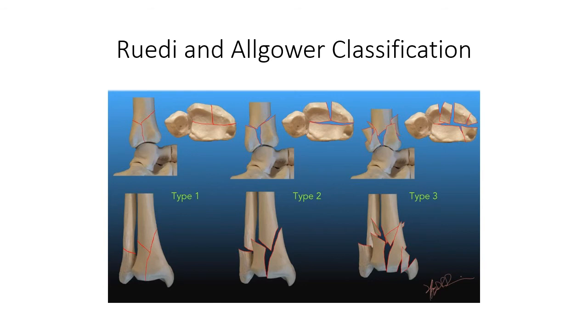Type 2 is a fracture dislocation with major articular surface disruption without comminution. Type 3 is a major articular disruption with impacted and comminuted fracture dislocation.